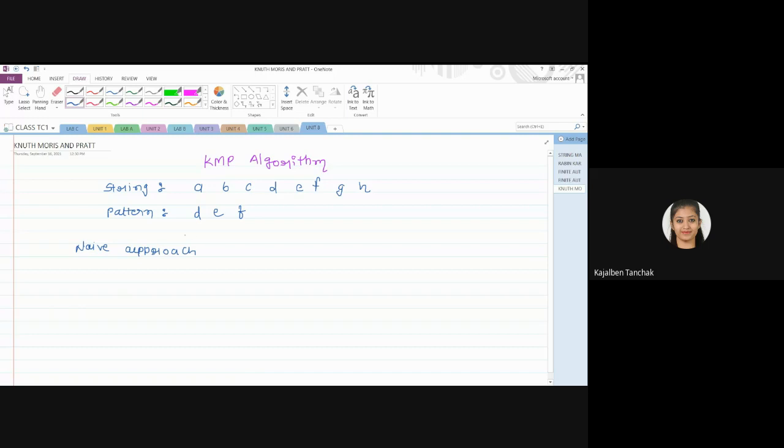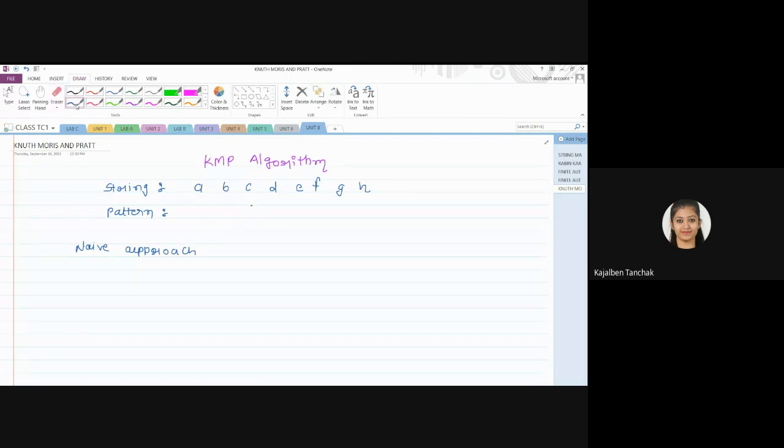naive string matching algorithm, then you compare the first letter of the string with the first letter of the pattern. Is it matching? No. Then you shift your pattern by 1. Now you match A and D. Is it matching? No. First of all, you will check D, E, F. Is it matching? No.